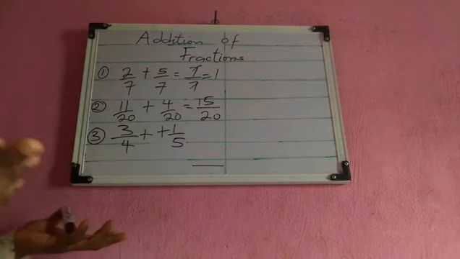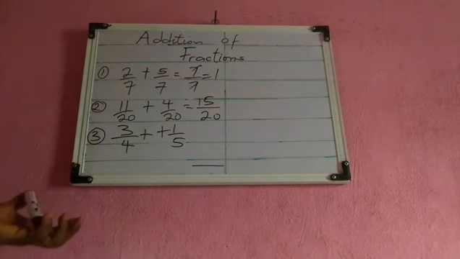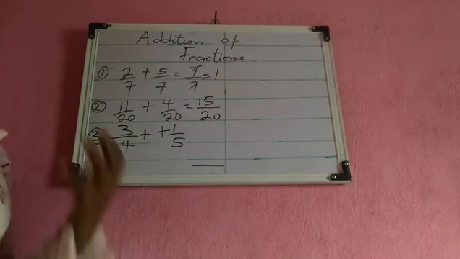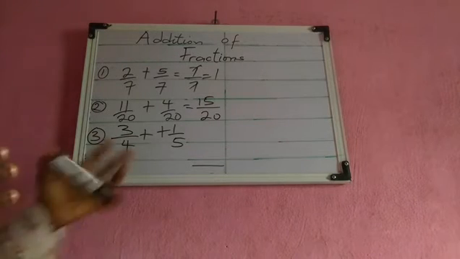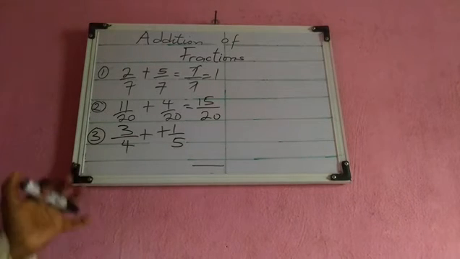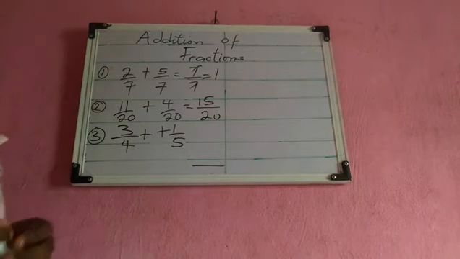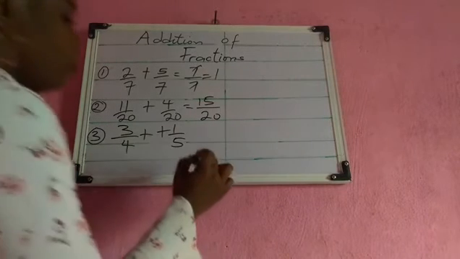Because if you are choosing 10, 4 cannot go in 10 without a remainder, but 5 can go in 10 without any remainder. But we don't need a number that will give us a remainder in one part. So we have to make sure that we balance the equation. So 4 can go in 20 and 5 can also go in what? 20. So let's pick 20 here.